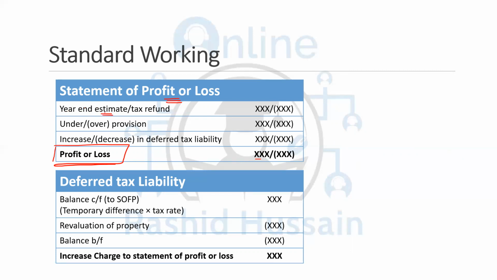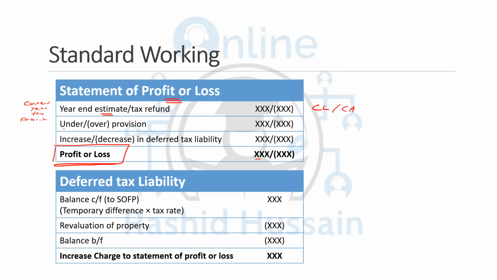This year-end estimate, remember this thing, the term estimate is important. This year-end estimate is the current year tax provision, which we have already discussed many times. Current year tax provision. This is the estimated tax for the year you are talking about within the question. So this is a current liability. If it's a tax refund, it's a current asset.